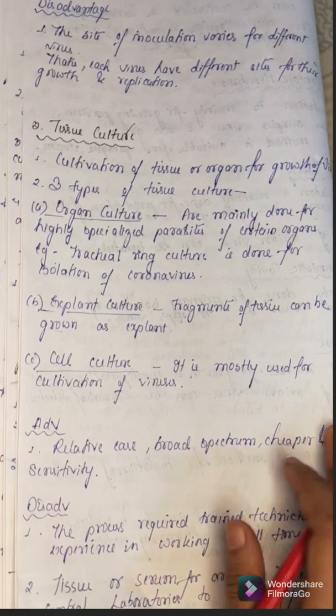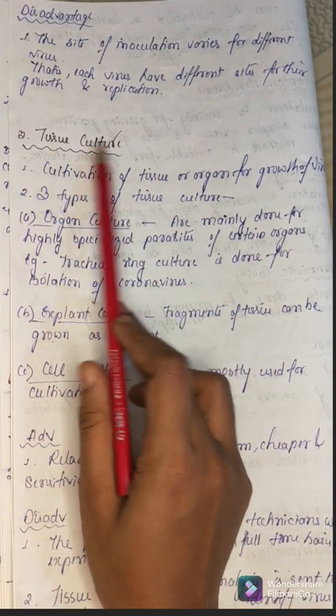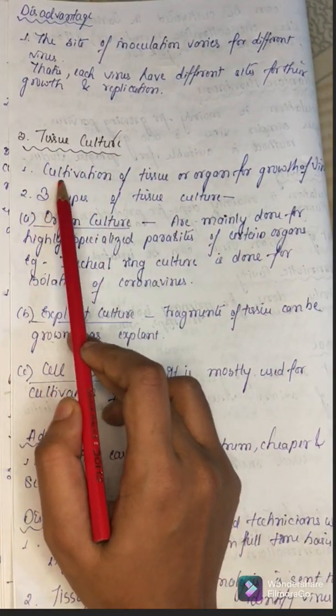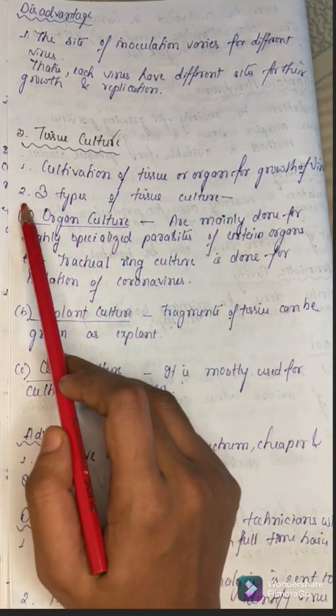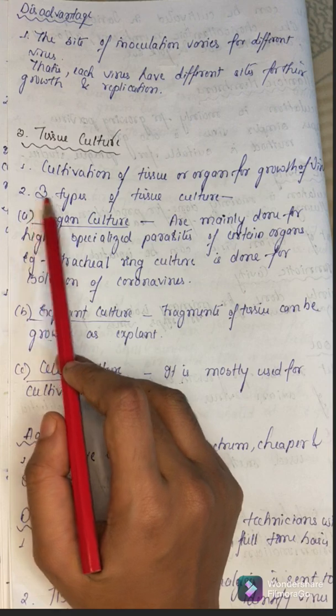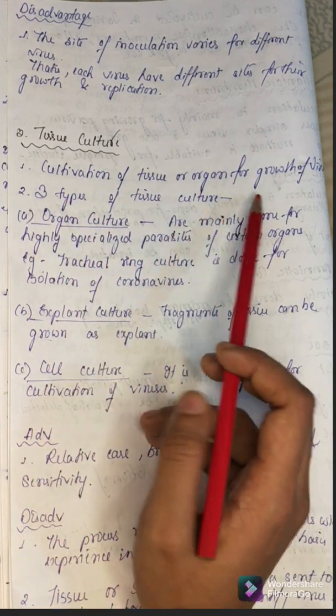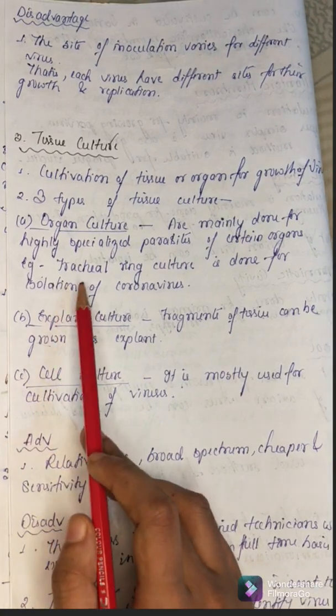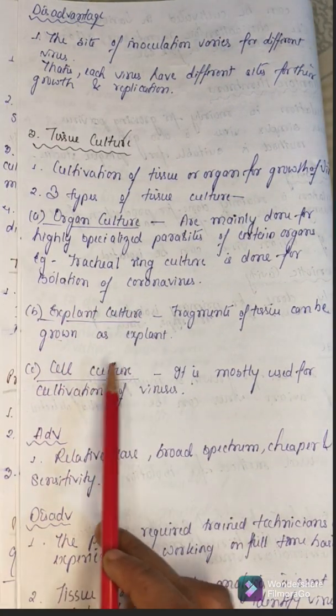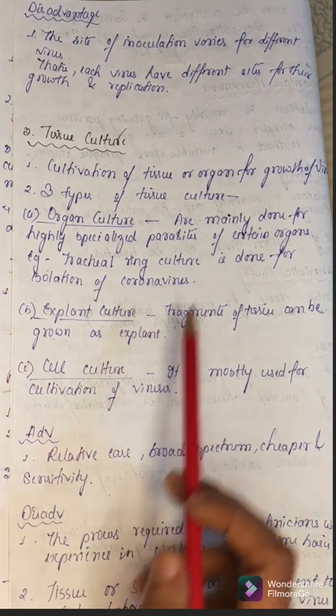The third method is the tissue culture method. Here, cultivation of tissue or organ for growth of viruses is done. So basically there are 3 types of tissue culture method. Number A is organ culture, number B is explant culture, number C is cell culture.